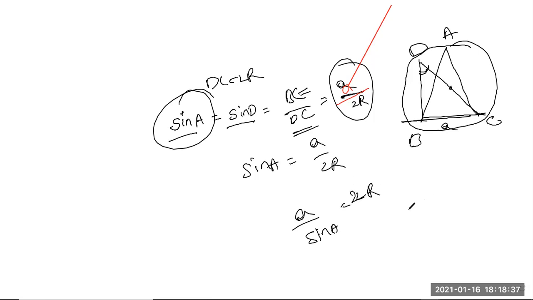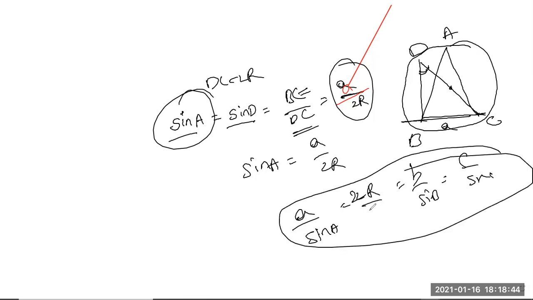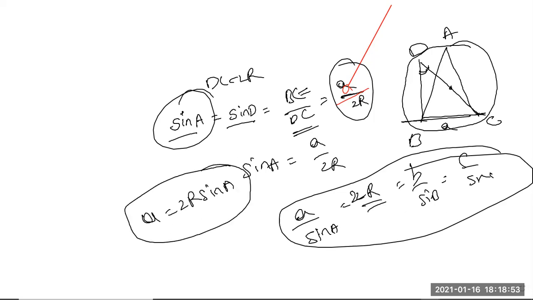Similarly, it is equal to b by sin B is equal to c by sin C. Okay, this is the proof. So why a by sin A is equal to 2R? Now you got it. You can also write a is equal to 2R sin A. So that is one proof.